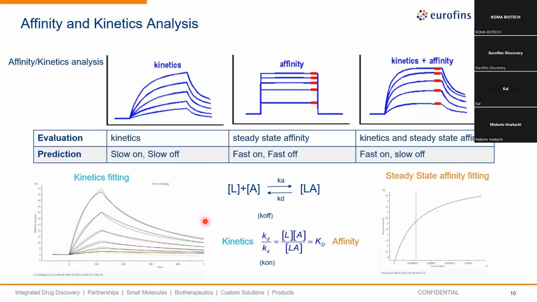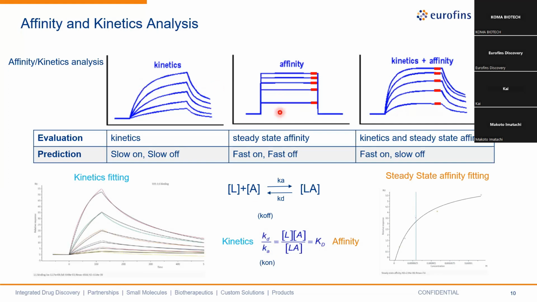Depending on its binding characteristics, sometimes you see a sensorgram like this, sometimes like this, and sometimes like this. For this kind of sensorgram, you can see each curve doesn't reach the steady state, right? So you cannot use the steady state affinity fitting. You can only use the kinetic fitting to get the K on and K off, and then you do the calculation to get the KD.